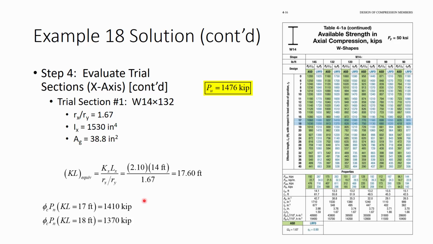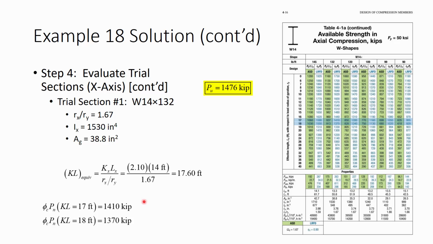We used tau B. Remember, we didn't have to use tau B, but using tau B usually means you're going to squeak out a little bit more capacity. You're actually going to get a benefit from using tau. So we've pulled out all the stops. We've used every available resource that we can to see whether or not this W14 by 132 works.